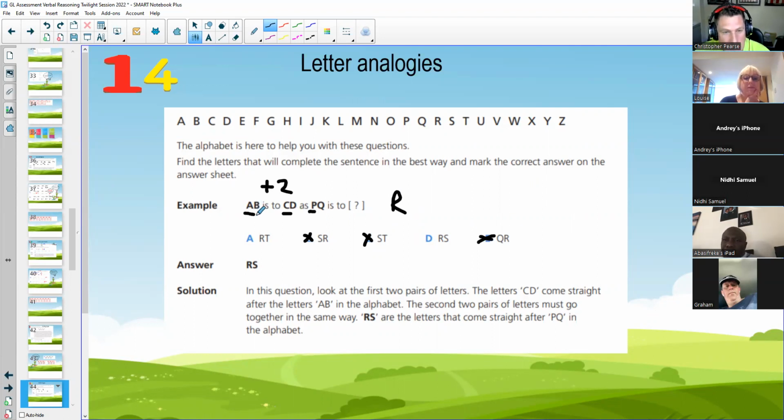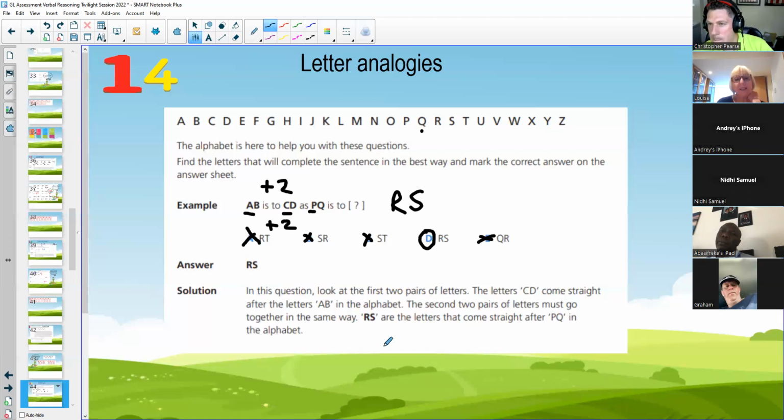So I'm now going to go back to the second letter. I'm going to do B to D. That's also +2. And then I'm going to go to Q, and I'm going to add 2 on again. So put a little mark, little dot. 2 on, of course, is S. So I know the answer is D. I can rule out A.